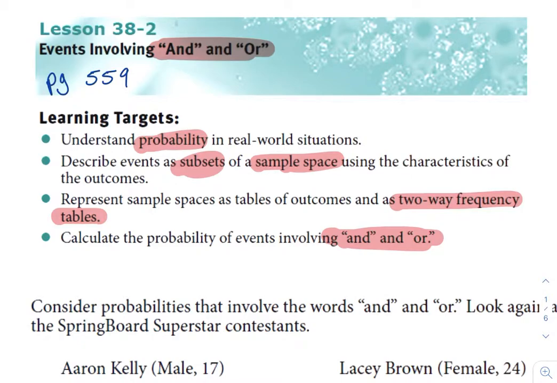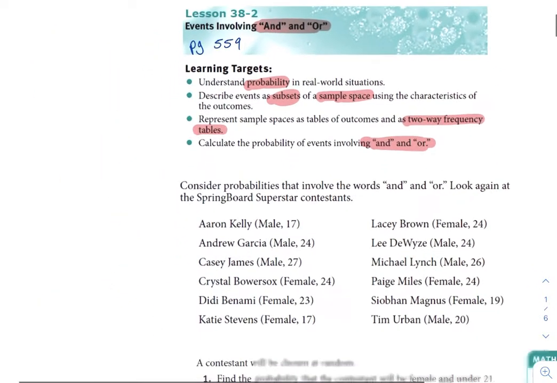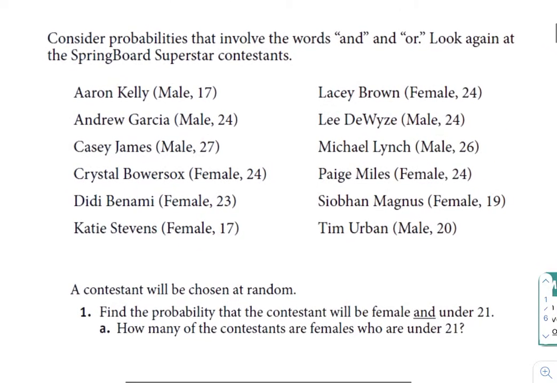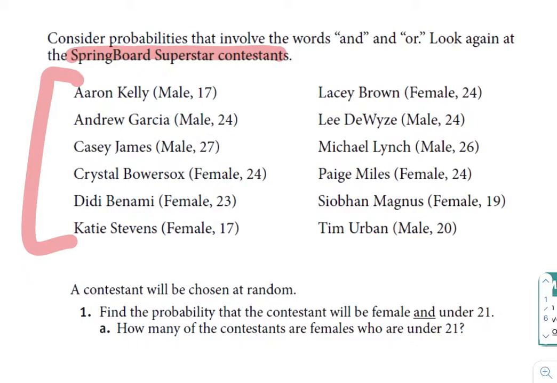And just a heads up, when you see my videos, it will be from the book, but I cut and paste things into a separate document, so the setup might be a little different. I will let you know what pages we're looking at. All right, so in this particular problem, they start off by giving us a list of people. These are contestants for the Springboard Superstar. And they give us a list of a bunch of contestants with their name, gender, and age, right? So that's the setup and the information they give us.